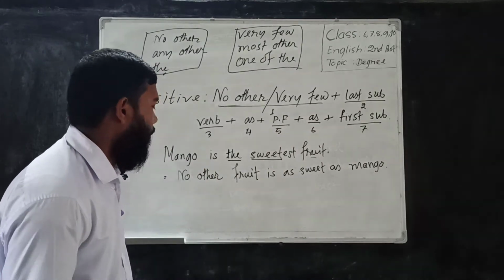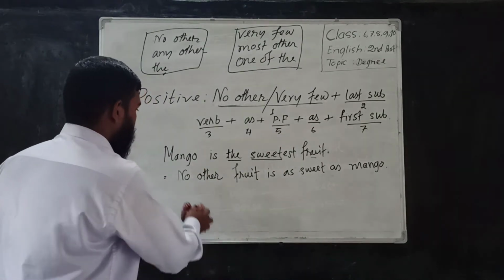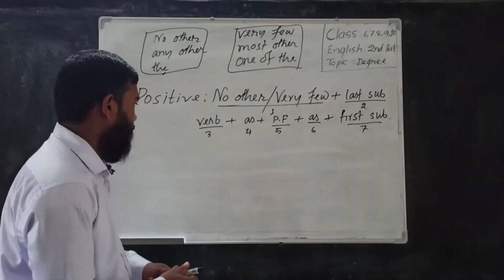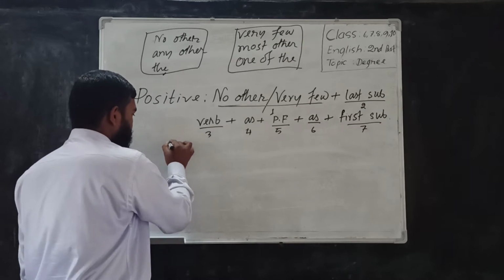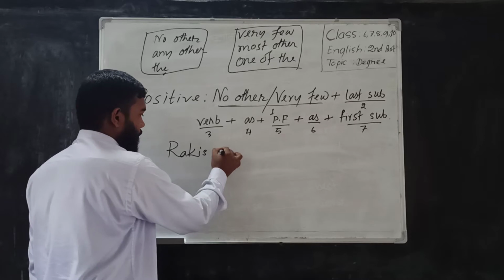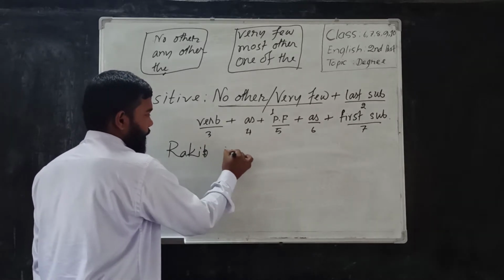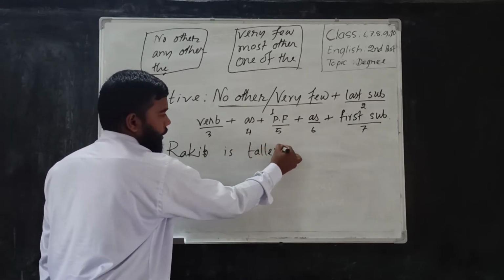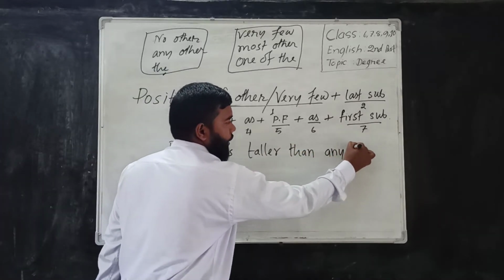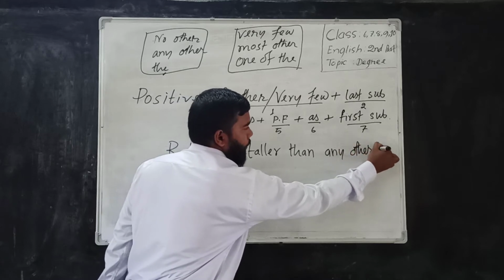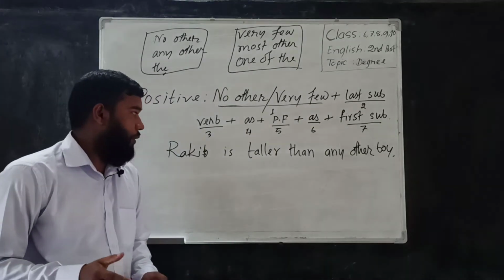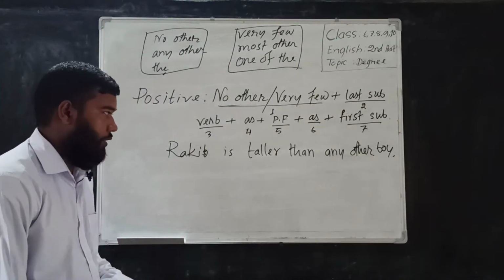Again, I'm writing a comparative sentence. Let's see. Rakib is taller than any other boy. Rakib is taller than any other boy. Dear students, can you guess what type of sentence it is?